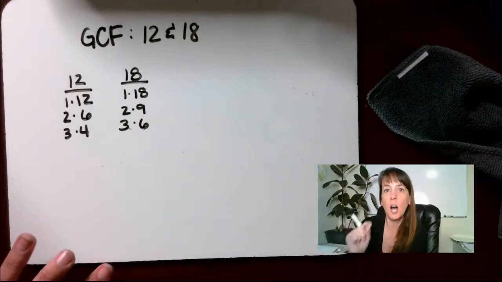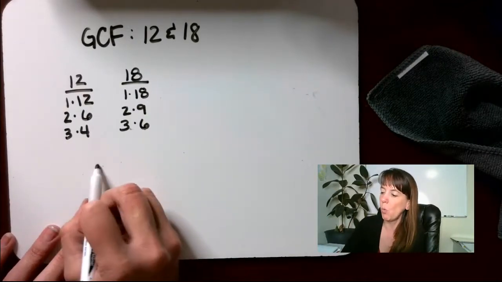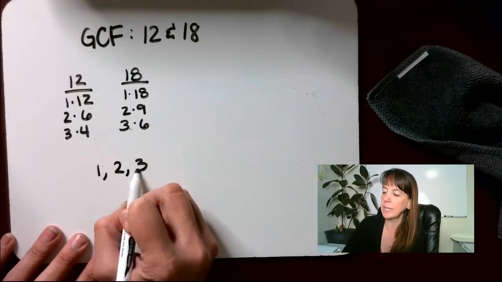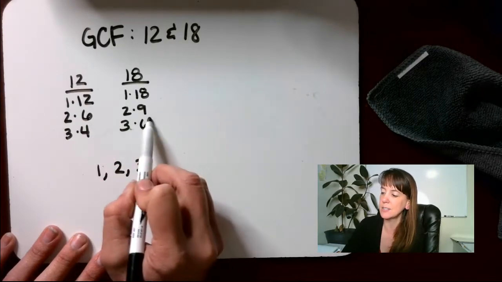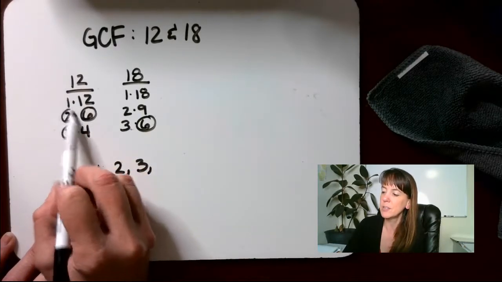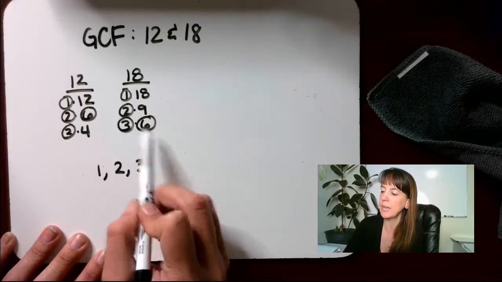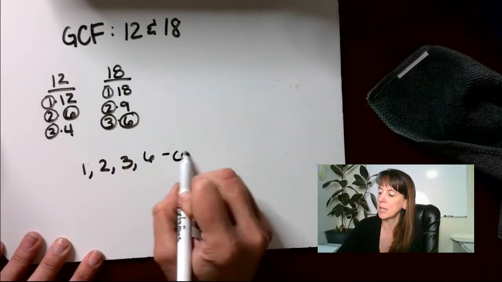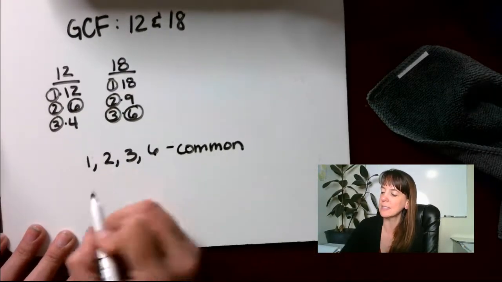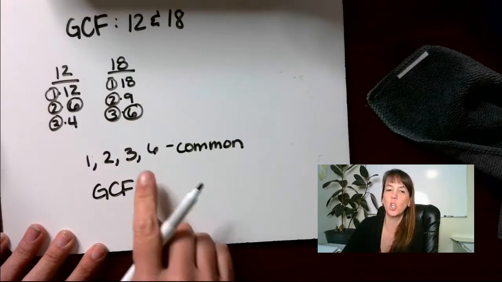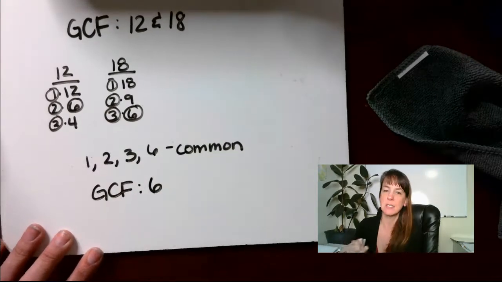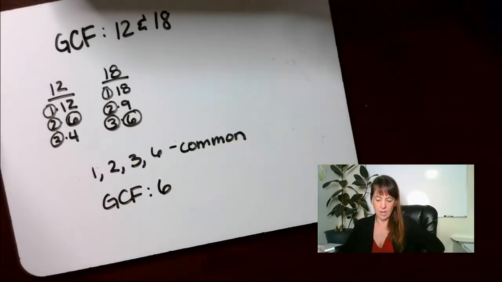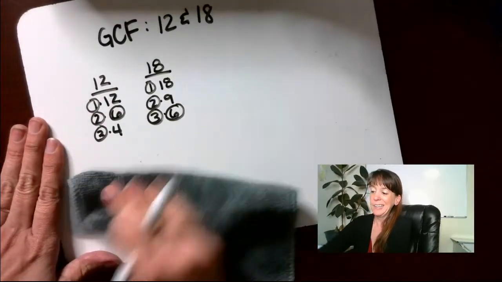So guys, the common factors that they have are 1, 2, 3, and then they have 6, and that's it. So the common factors are those. The greatest common factor is the largest of the common factors. In that case, it's going to be 6. Good, so that's essentially it on these.